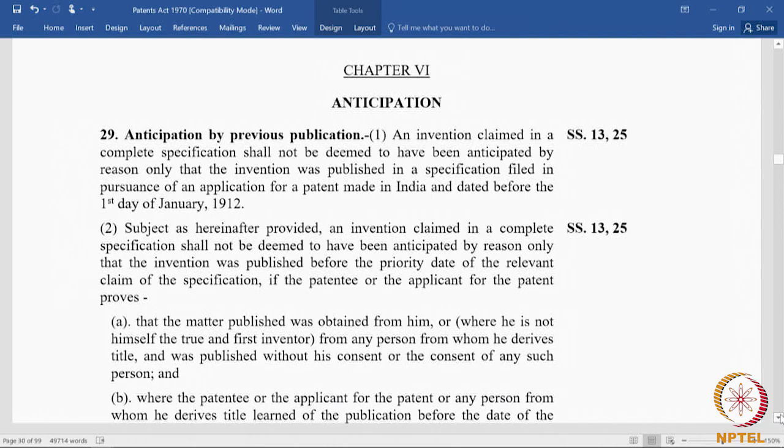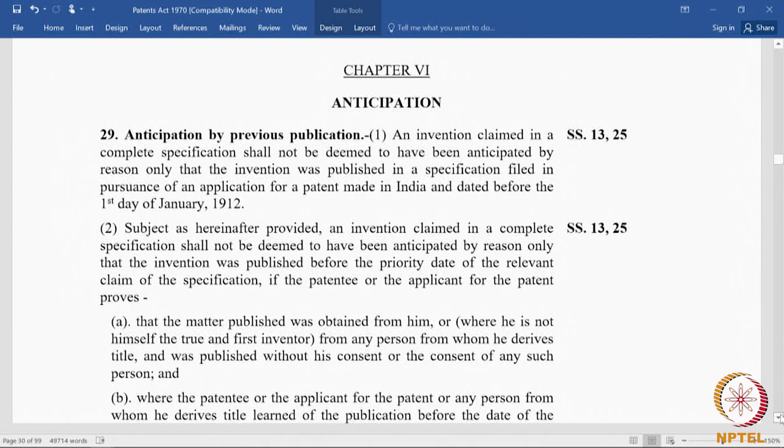The words used in section 25(1) and (2) are publicly known or publicly used in India. The fourth category is anticipation by traditional knowledge. The knowledge that was with a local or traditional community anticipated the invention. These are the 4 categories of anticipation mentioned under the Act.